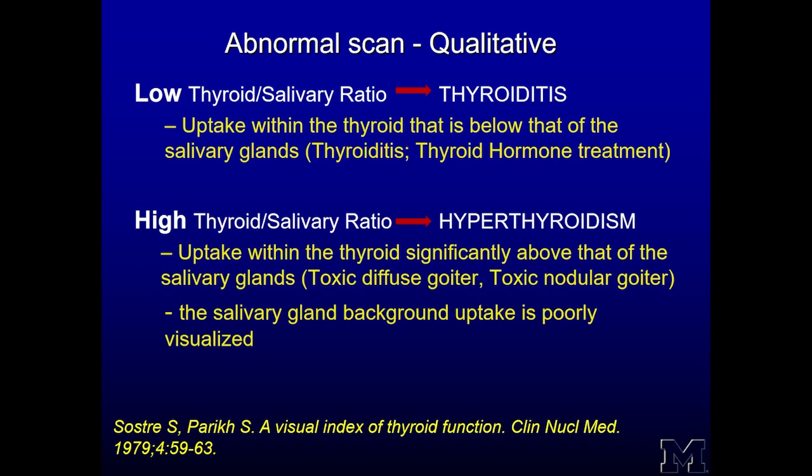In contradistinction, a high thyroid to salivary gland ratio means that the uptake within the thyroid gland is significantly above that of the salivary glands, and this is consistent with hyperthyroidism, which can be encountered in toxic diffuse goiter or toxic nodular goiter. In these cases, the salivary gland background uptake is poorly visualized.